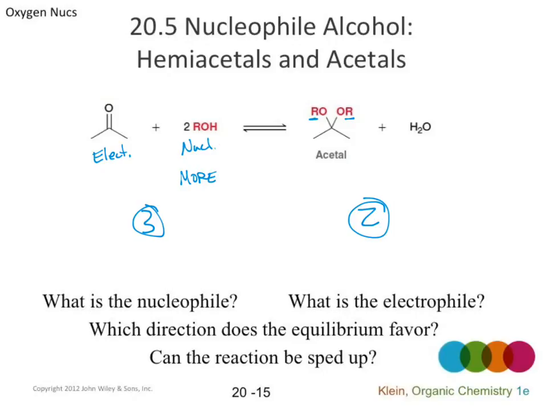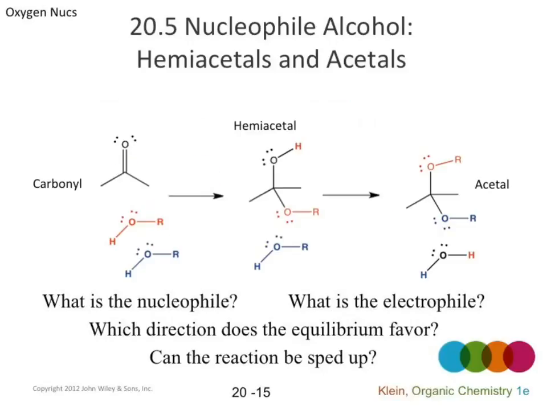What else could we do? We could add more of one of our reactants, and we could also remove one of our products. Typically, we would remove water through distillation, but we could actually remove both the acetal and our water at the same time. As far as speeding it up, we can go back to our acid-base chemistry, exact same results as we had before. Okay.